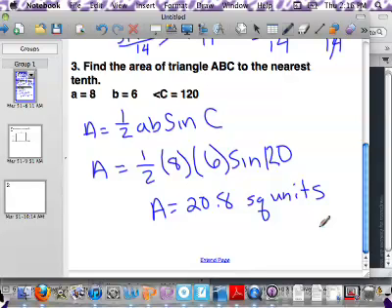Do we have any questions on the purple worksheet from last time? Yep. Okay.